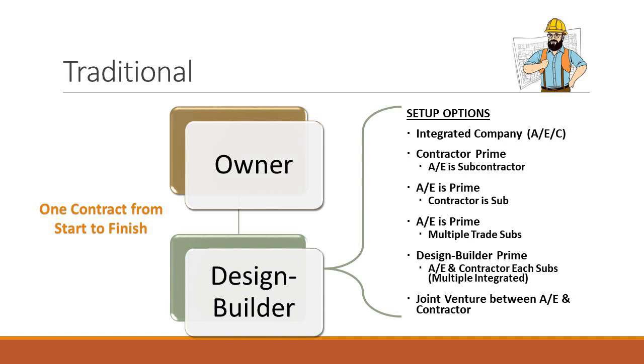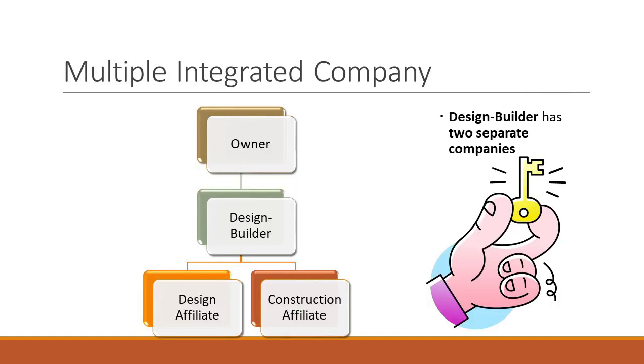So what do these look like in a chart? This is the multi-integrated company. You have a design builder, and the design builder has two separate companies. These companies may come together and create an LLC for a single project, or this could be a single company that keeps two subsidiaries on a regular basis. So it could be a one-time project, or it could be projects over and over. So this is your multi-integrated design-build model. Any questions on that one?